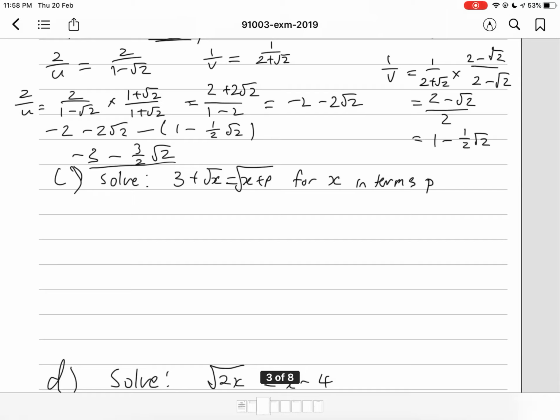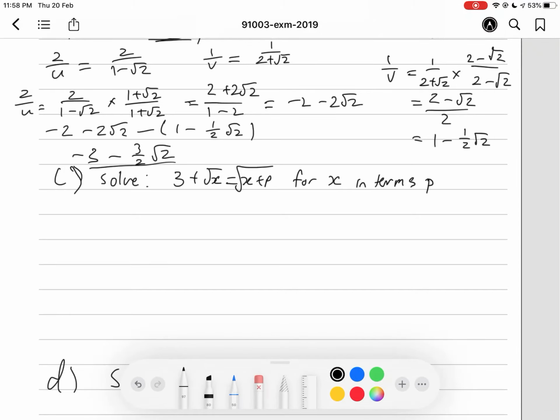Question C. Solve 3 plus root of x equals root of x plus p, for x in terms of p. Alright, so right now we have a lot of square roots, and our first step is to get rid of some of them. So the first step is to square both sides. 3 plus square root of x multiplied by 3 plus square root of x equals the square of the square root of x plus p, which is just x plus p.